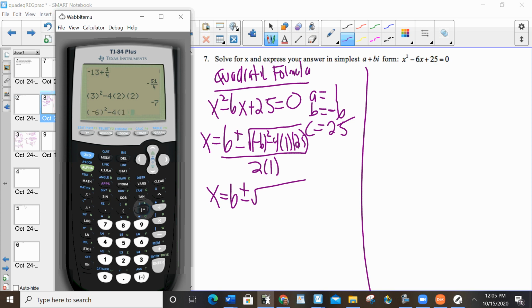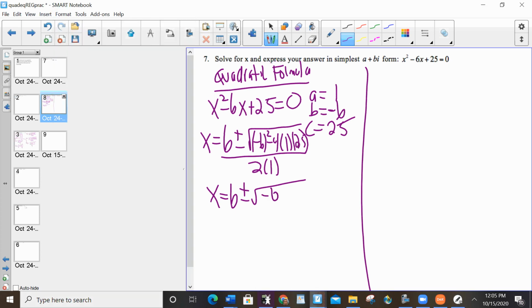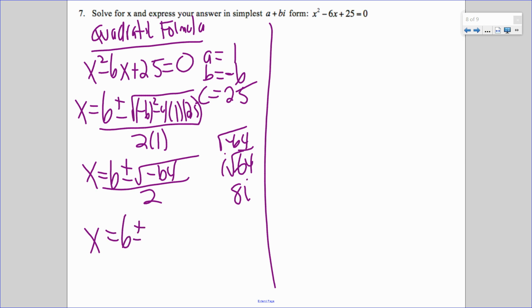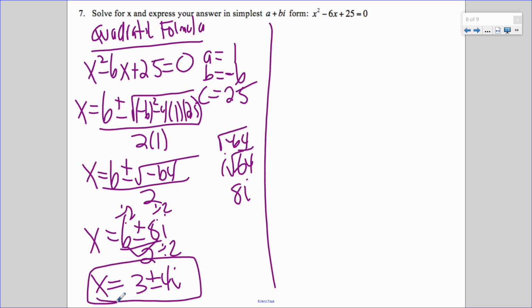4 times 1 times 25. I got negative 64. Off to the side, reduce the radical, the negative becomes an i. 64 is on my list, so it becomes 8i. So it becomes 6 plus or minus 8i over 2. Do your little triangle. I can take a 2 out of all of them. So it becomes 3 plus or minus 4i over 1, which is just 4i, and that's your answer.